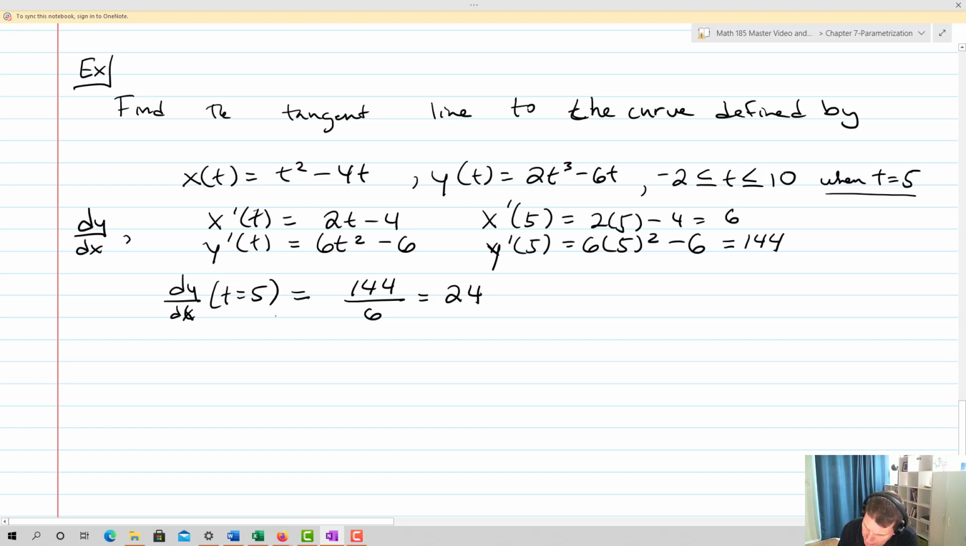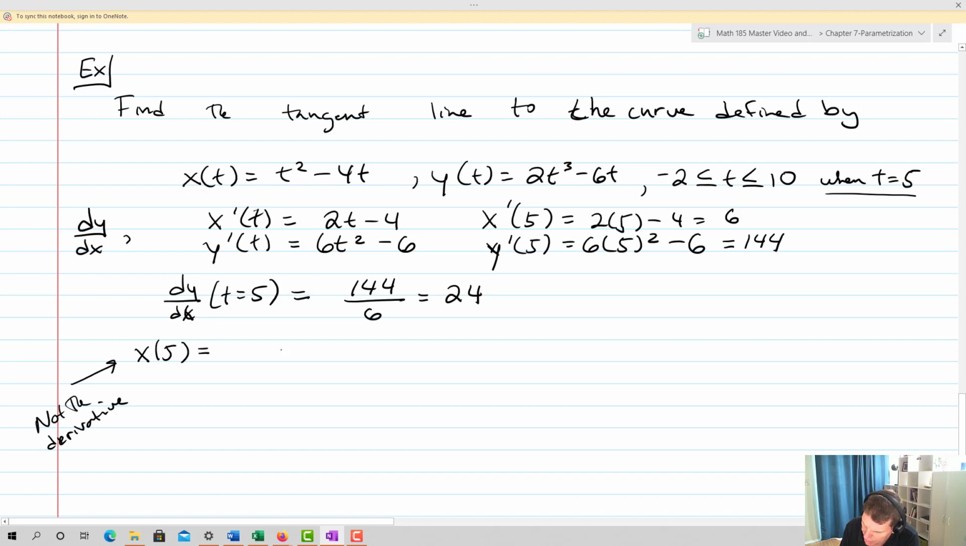Now, I just plug in the values for my slope of my tangent line, but oh wait, I have t's, but I don't actually have x and y's. So I need to find what x of 5 is, right? Notice, not the derivative. I just need to know what the x value is at t equals 5. So that's not the derivative.